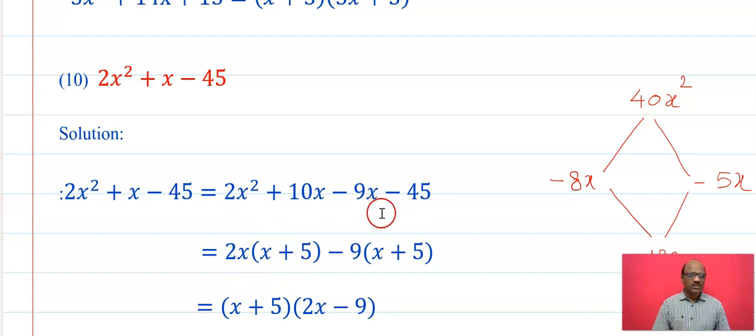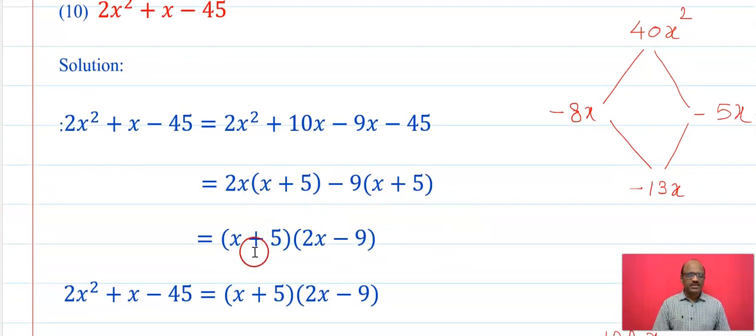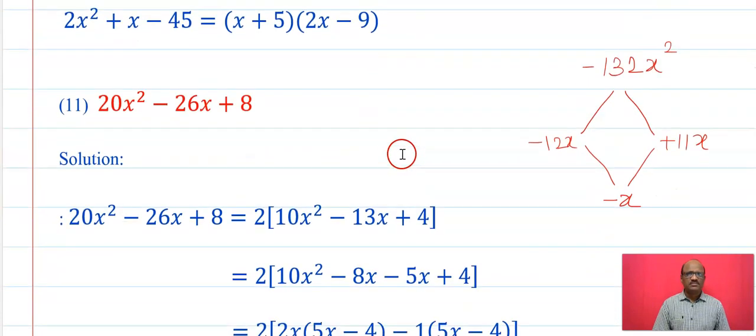Again, from the latter two terms, what is common? Here is 9 and here is 45, 9 into 5. Therefore, we will take the minus 9 as common. Then in bracket you will get x plus 5. Therefore, we will take the x plus 5 as common and the remaining bracket 2x minus 9. Therefore, the factors of 2x square plus x minus 45 are in bracket x plus 5, in second bracket 2x minus 9. Now the next example is 20x square minus 26x plus 8.